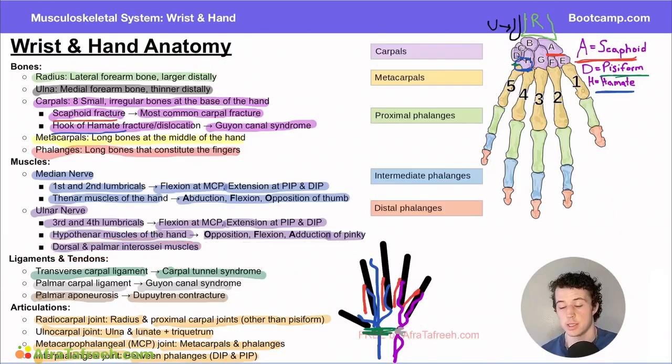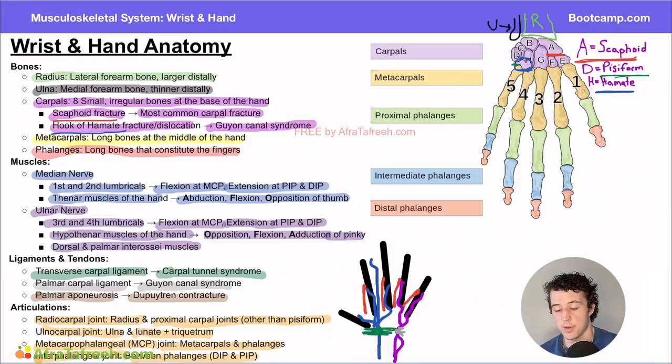With our ligaments and tendons, we have our transverse carpal ligament that will be holding in our flexor tendons and median nerve and may contribute to carpal tunnel syndrome. Our palmar carpal ligament may contribute to Guyon canal syndrome if there's compression of that ulnar nerve. And our palmar aponeurosis is that fibrous tissue that bands between the skin and the muscles of the hand, and may lead to Dupuytren contracture if there's overgrowth.